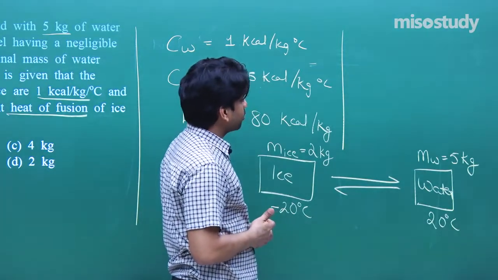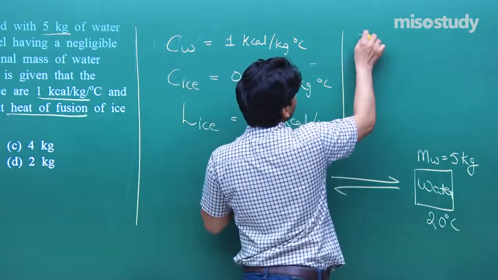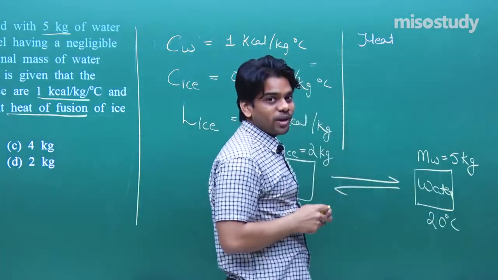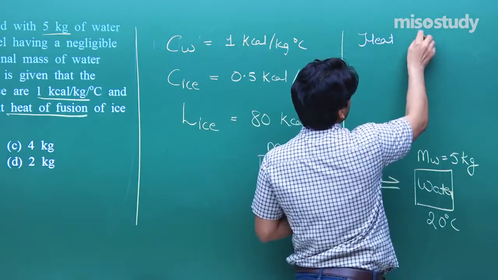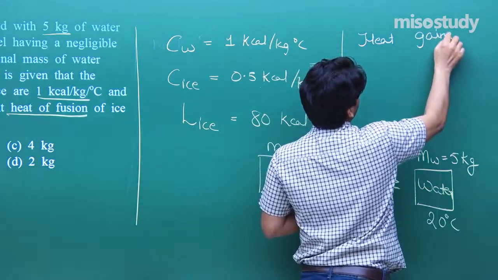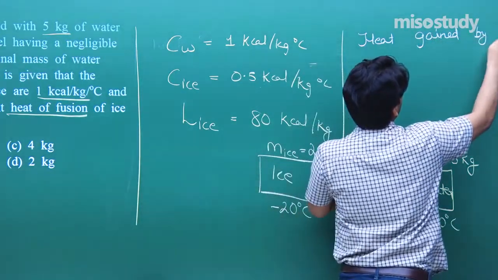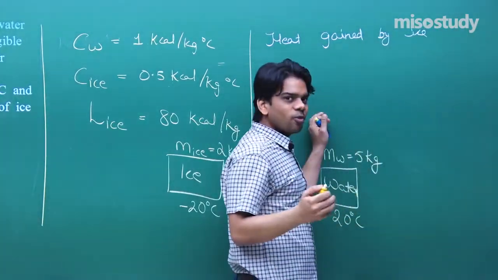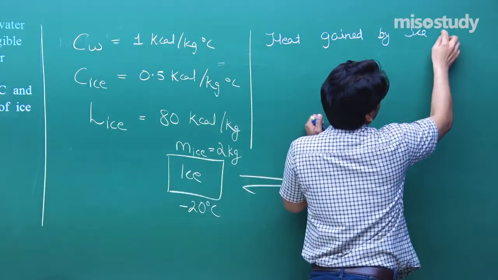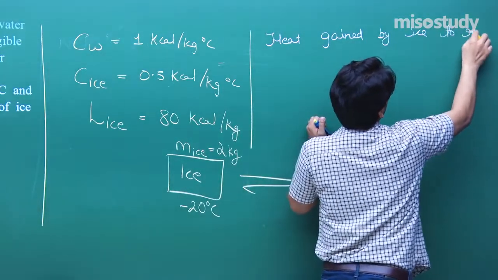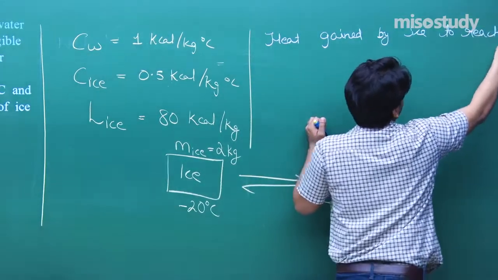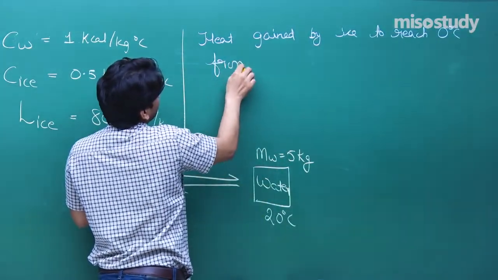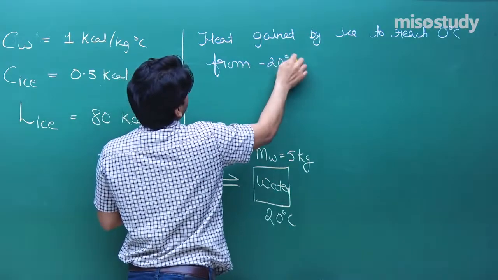So, the final temperature is 0 degree Celsius. So, heat gained by ice to reach from -20 to 0 degree Celsius. Let us check how much heat is gained.